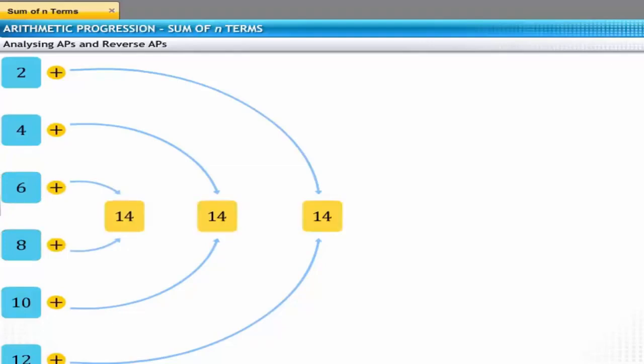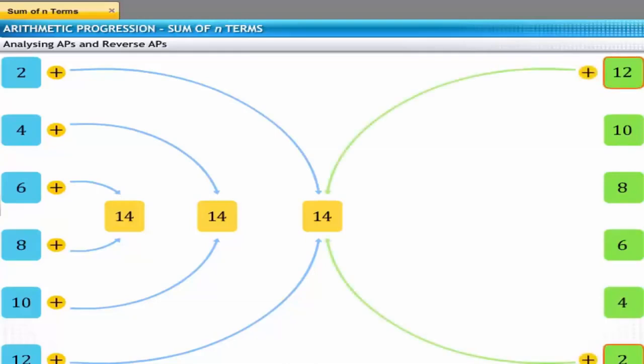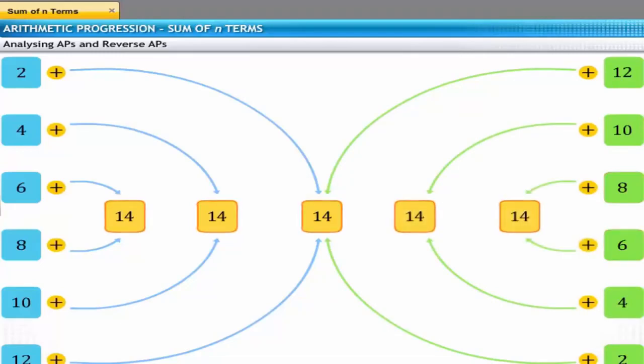As you can see, the result of these additions is equal. This property can be observed in all APs, including reverse APs. For example, if you reverse the given AP, you get 12, 10, 8, 6, 4, 2. Now try adding the first and the last terms of this AP, that is 12 and 2. The sum is 14. Similarly, if you add the second term to the fifth term and the third term to the fourth term, the sum is 14. This shows a pattern that we can use to derive a formula for the sum of n terms.